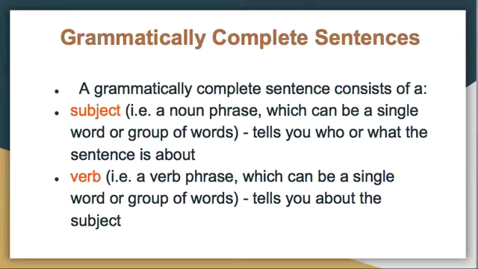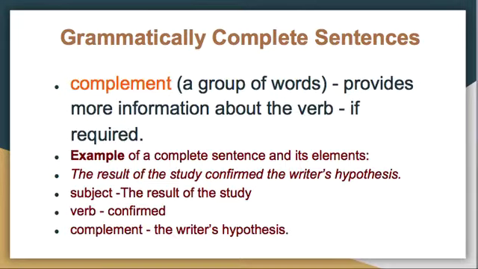A grammatically complete sentence consists of a subject. So what is a subject? A subject tells you who or what the sentence is about. A verb tells you about the subject, and a complement. A complement is a group of words that provides more information about the verb, if required. All these aspects will be clarified through the example.